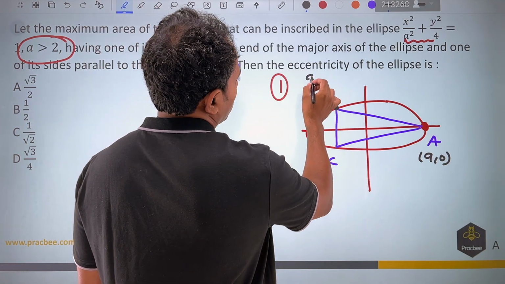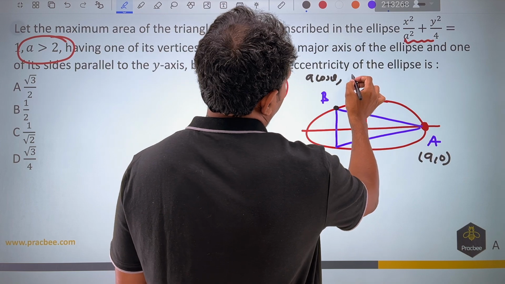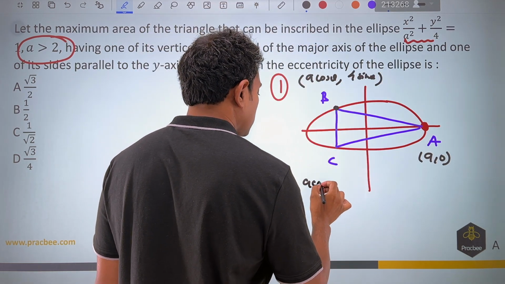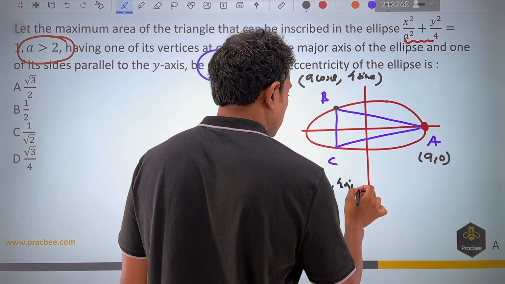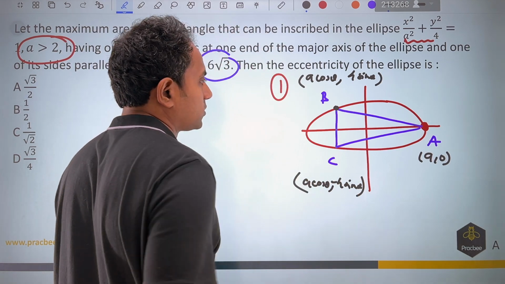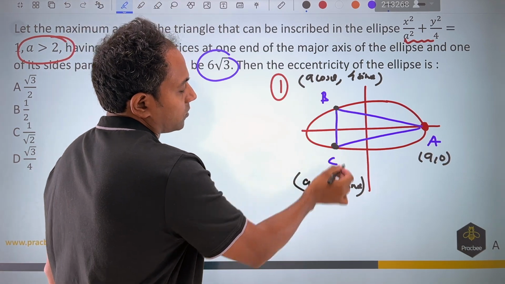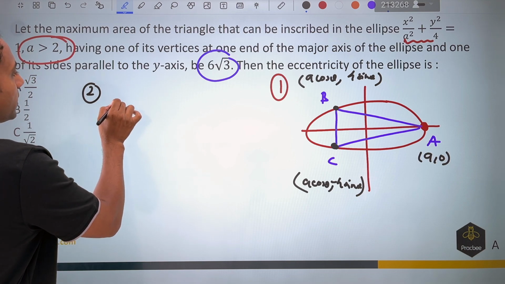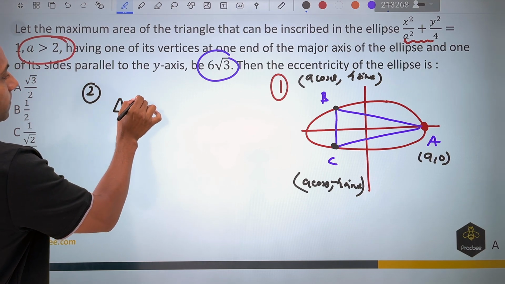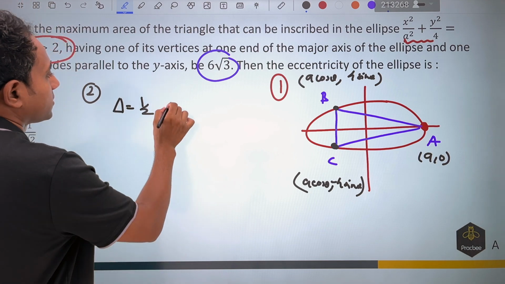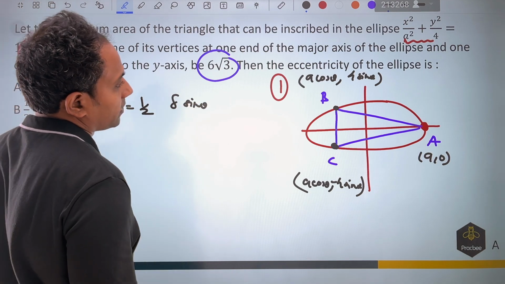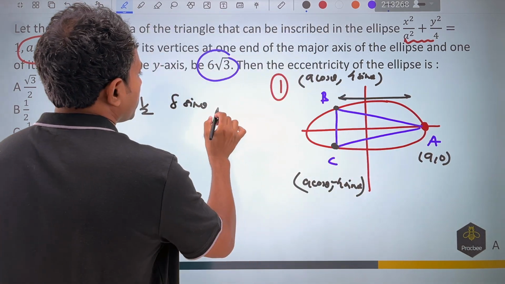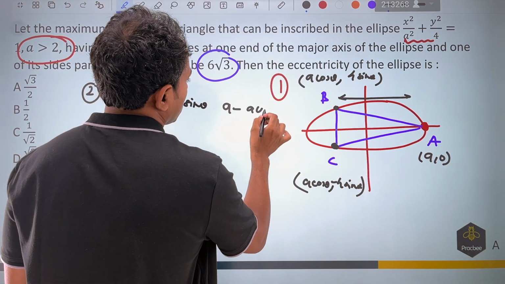So this will become a cos theta and b sin theta, so 4 times sin theta. And this point will also become a cos theta and 4 times sin theta, but with a negative sign, because these points are vertically above and below. So in the second part, if I want to write the area, it is a simple thing. Area will become half of base into height. So height is nothing but 8 sin theta and base, you will have to subtract their x coordinates to find this. So it will become a minus a cos theta.